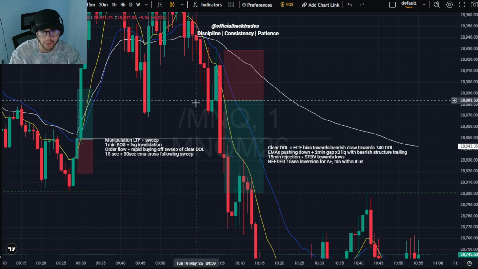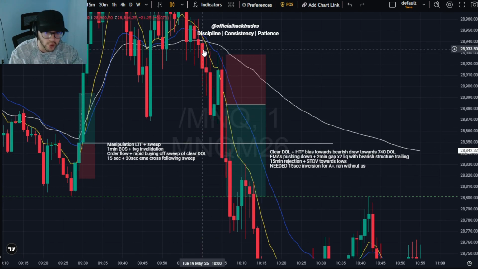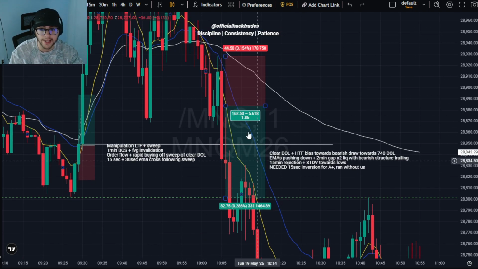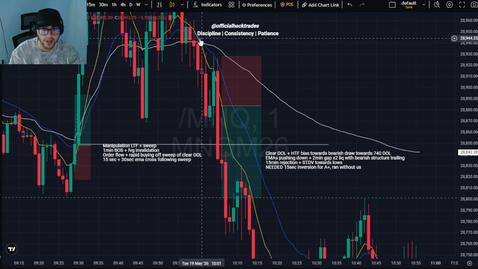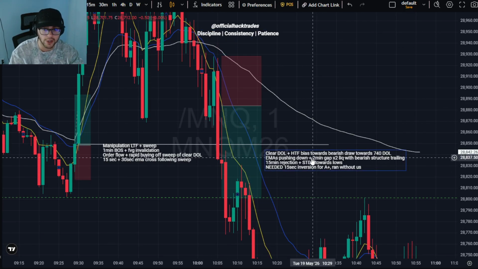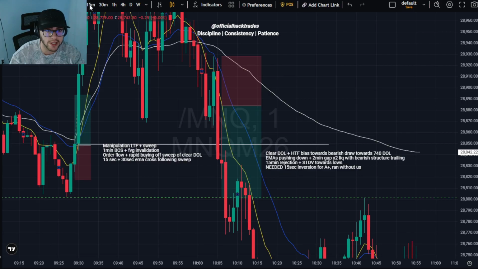The EMAs were pushing down with confidence. We had a 1 minute gap, and we had 2 2-minute gaps at these highs pushing down on us. EMAs trailing, EMAs crossed under the VWAP. I actually don't even have that included here. Wow, this setup was even more beautiful than I thought. And then obviously we had the 15-minute rejection, as I'll show you.